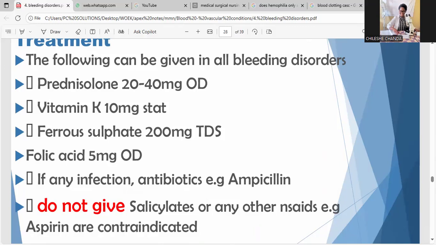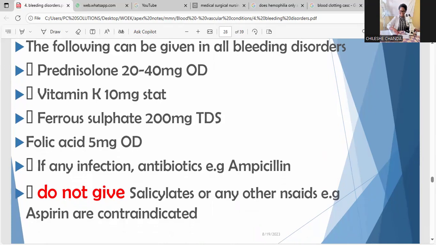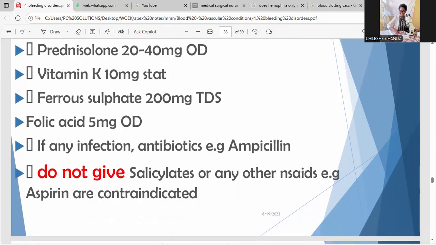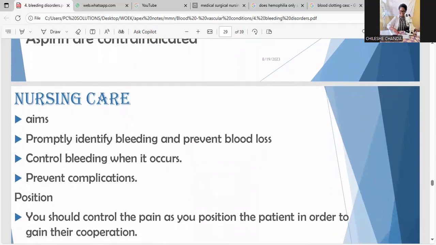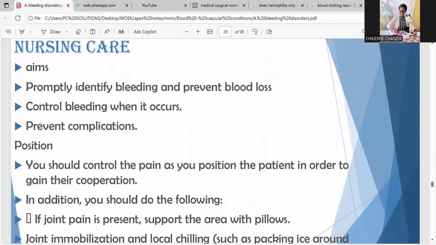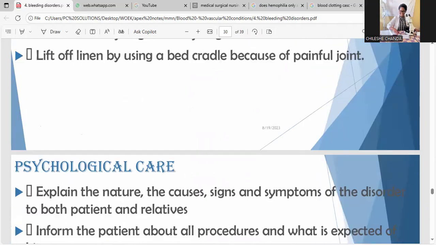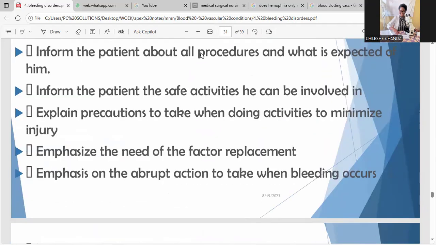Okay. And then in case there is any infection, obviously you're going to want to treat or prevent infection by giving antibiotics such as ampicillin, and you prevent giving this patient drugs that will worsen the bleeding. So don't give NSAIDs. Do not give any drugs that will worsen the bleeding. Okay, so that is a short lesson on bleeding disorders.